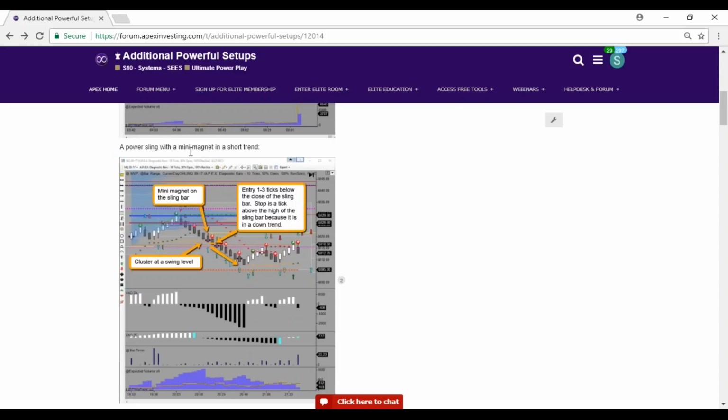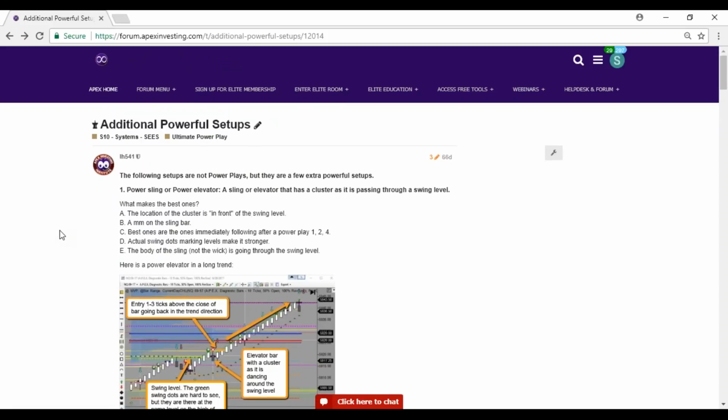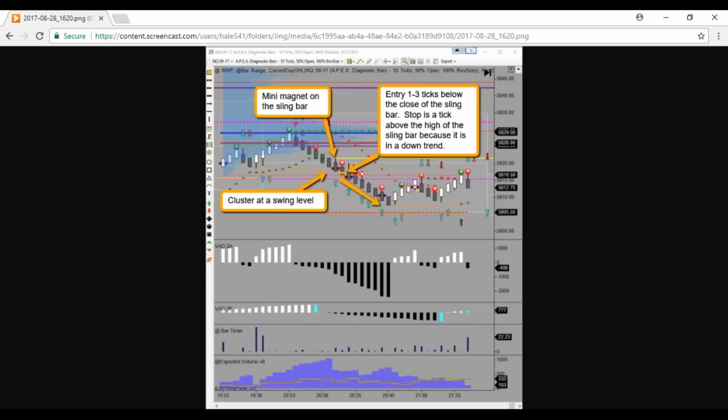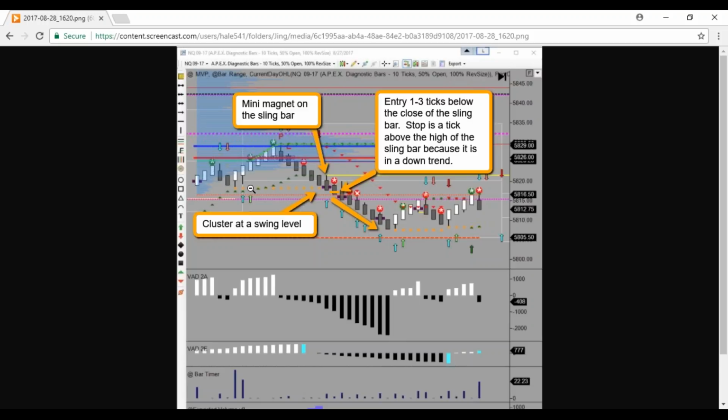A power sling with a mini magnet, okay, is very, very powerful. All right. Again, see right here, what makes them even better than just a regular sling or elevator at a level with a cluster is a mini magnet on the sling bar. Here's an example of that. Okay, market's coming down. Okay, and you see it right here. See the dots. See that? That's a swing level. The market had pulled down, got a swing level right here.